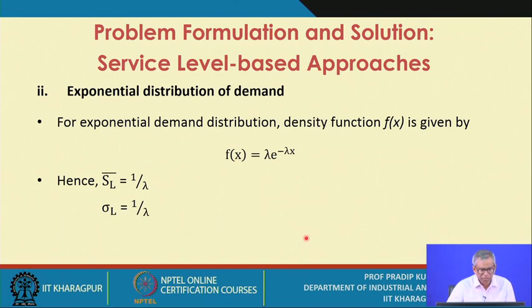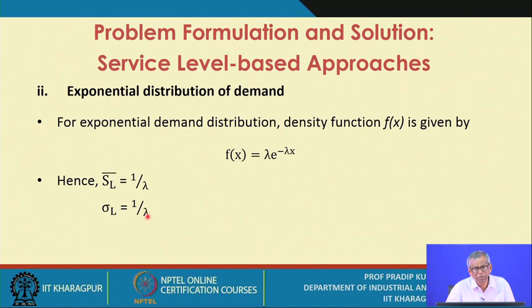Now the second case. In the first case, when the demand distribution is uniform, we derived the expression for NR, that means the expected number of units short during lead time. Now when the demand distribution is considered exponential, the probability density function Fx for the exponential distribution is given by Fx equals lambda e to the power minus lambda x. I have written this directly, because if you follow the steps to determine the mean and sigma L, ultimately you will get the expression for the mean, that means SL bar equals 1 upon lambda, and sigma L is also 1 upon lambda. Is it okay?